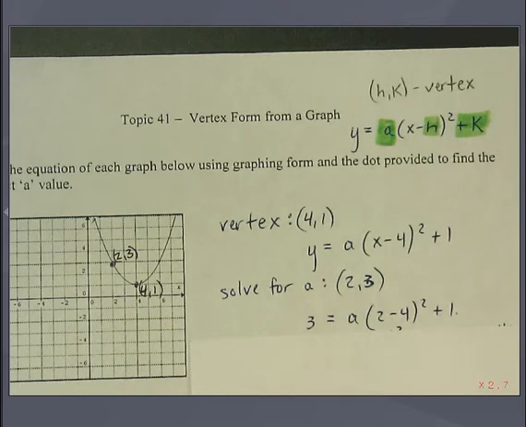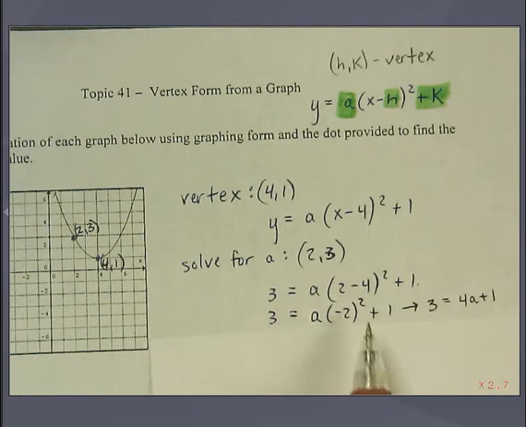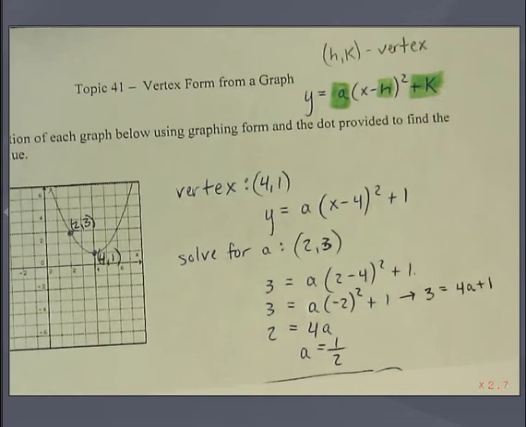And then we just need to simplify this properly using PEMDAS. So inside the parentheses first, 2 minus 4 is negative 2. Negative 2 squared is positive 4. Okay? So we end up getting 3 equals 4a plus 1. Then we subtract 1 from both sides. 2 equals 4a. Divide both sides by 4, so a ends up being 1/2.